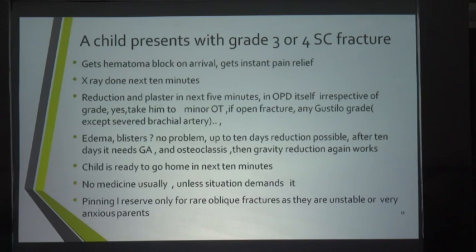I take to the theatre only if there is an open fracture where I have to do cleaning, or if severe brachial artery injury is there, then I will have to send to OT. Edema, blisters, whatever, the patient coming at 2-3 days, 4-5 days, 10 days, no problem. You reduce in flexion, achieve maximum flexion, and plaster or pin. If there is too much edema, then I send for pinning. Up to 10 days, reduction is possible. And after 10 days, it needs GA and osteoclasis. I have done reduction even after a month in GA, break it, do gravity, again plaster, and the result is the same, although stiffness takes longer.